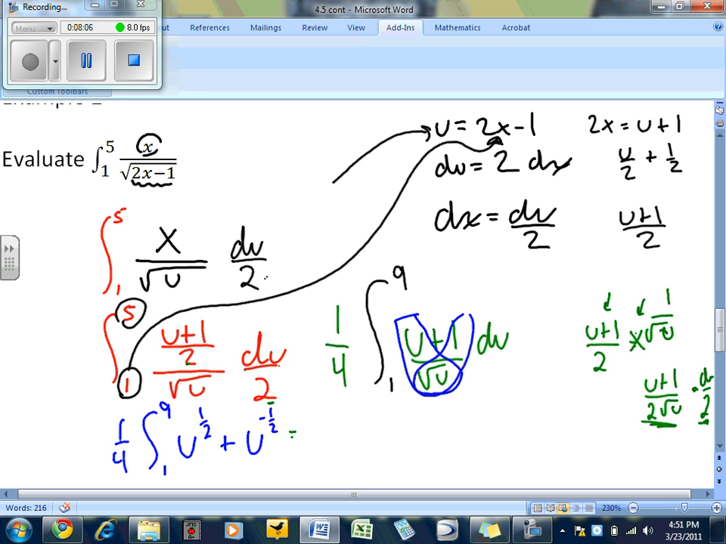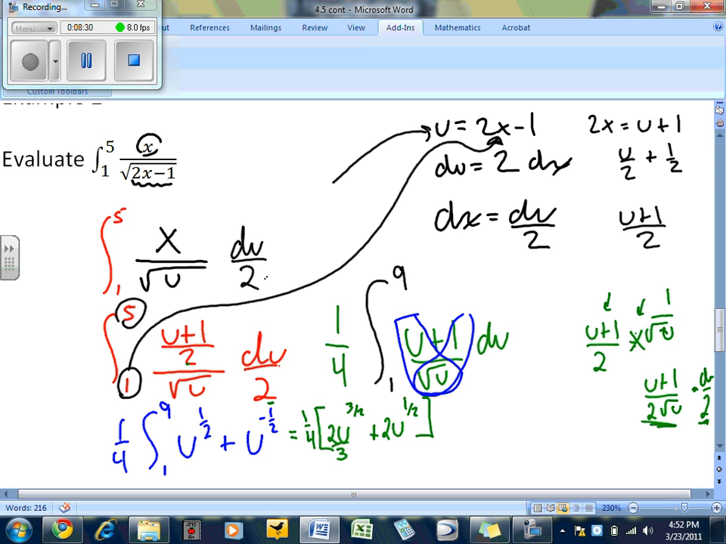So when we take the integral, first of all, we're going to have 1/4 outside. We take the integral, we're going to have u to the 3/2 power and divide by the new power 3/2, so it's going to be the 2/3 power. Plus, add a power, we're going to have u to the 1/2 divide by the new power 1/2, so we're going to have 2. All right, let's go ahead and simplify before we evaluate at 1 and 9.